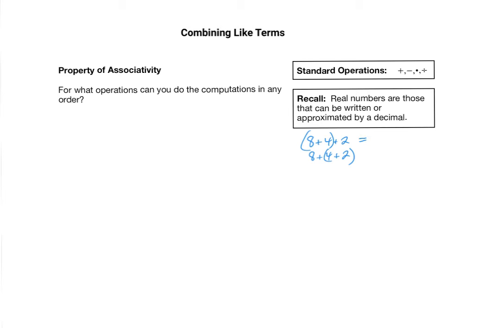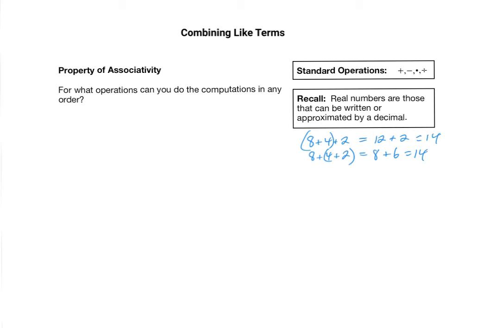Up here, the 8 plus 4 gives us 12, and then we still have 12 plus the 2, which gives us 14. Down here, we're going to do the second sum first, the 4 plus 2. So we've got 8 plus the 4 plus 2 is 6, and then 8 plus 6 is also 14. Notice that we got the exact same thing. The order for which we did these computations, whether you do this addition or this addition first, you still get the same result.